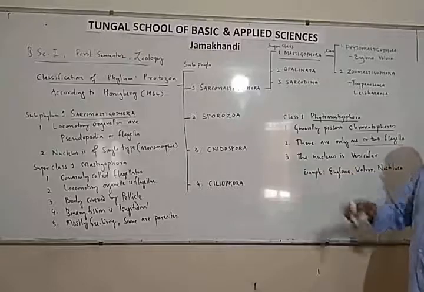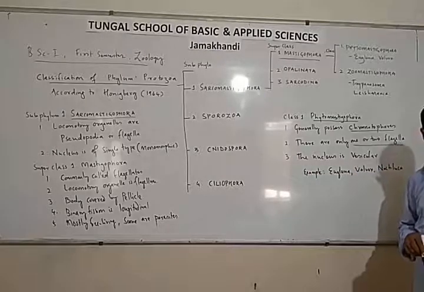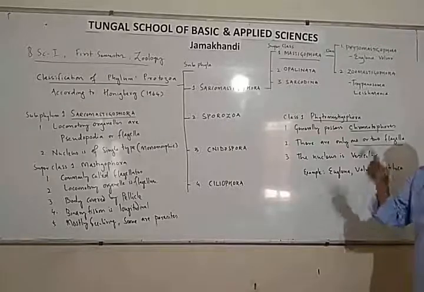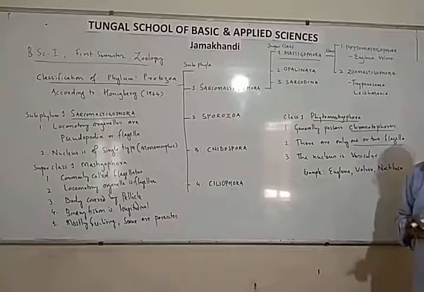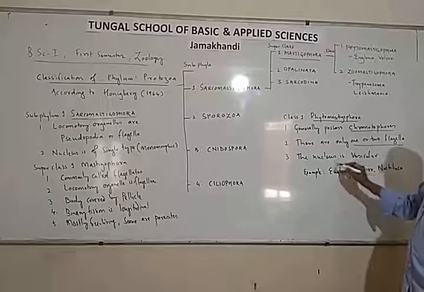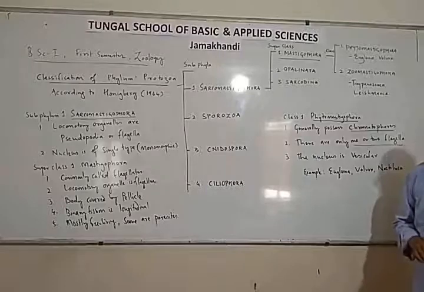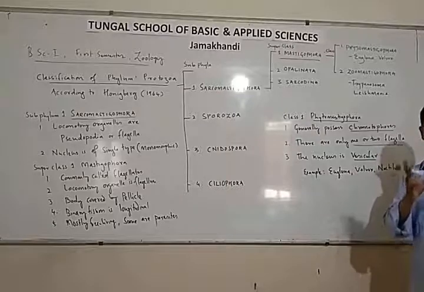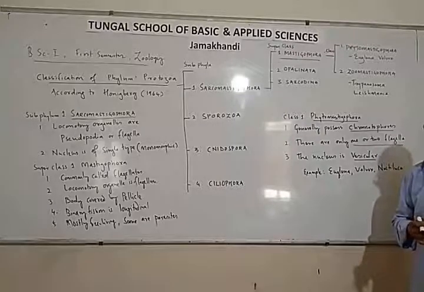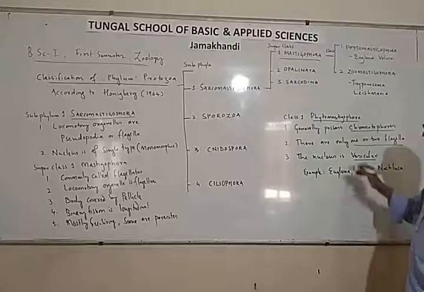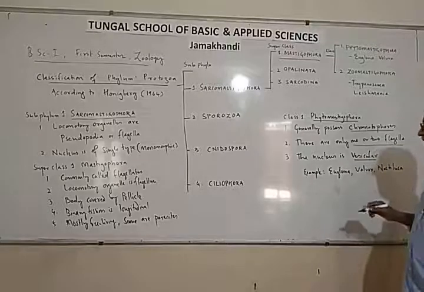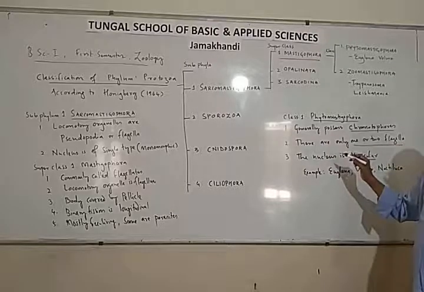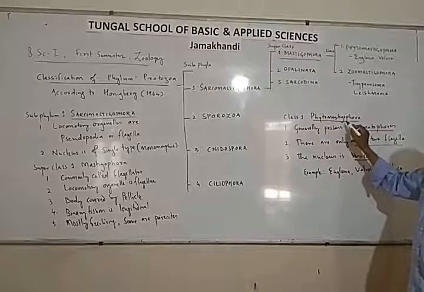In case of Euglena, how many flagella are present? Actually, there are 2 flagella. One is larger and longer, and the other is very short. The nucleus is vesicular. Vesicular means large sized, filled with a large amount of nucleoplasm, larger in size and spherical in shape. So these are a few general characteristics of class Phytomastigophora.